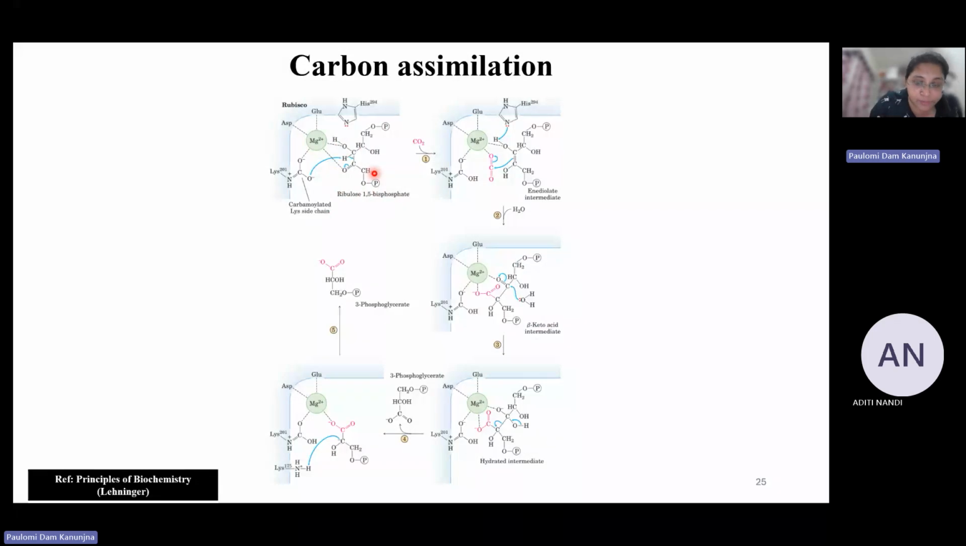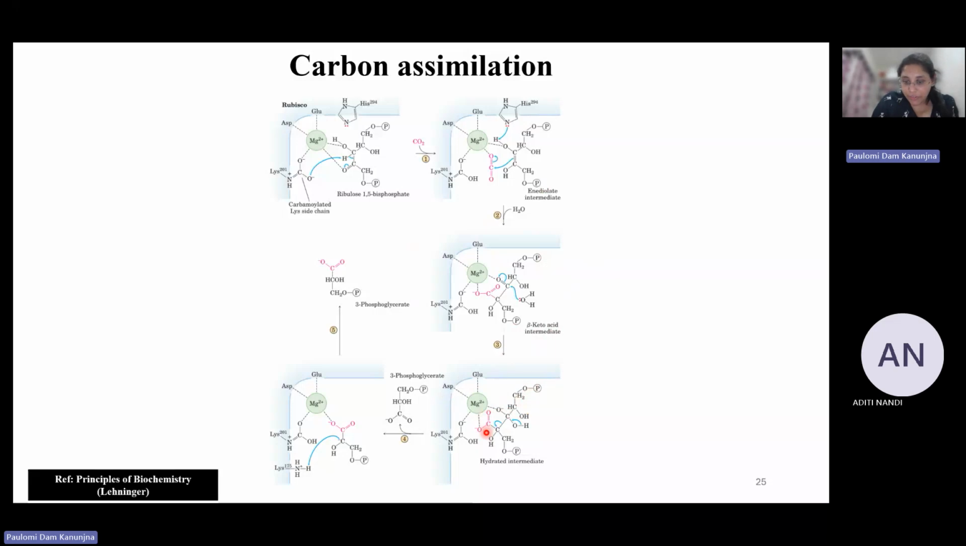It forms an enediolate at the active site. So basically it forms an intermediate. After that intermediate is formed, you have CO2 which is in the proximity of the Mg2+. This CO2 undergoes a nucleophilic attack by the enediolate, producing a branched 6-carbon sugar. So here you have the 6-carbon compound formed, which is also the beta-keto acid intermediate. Then after that, you have the hydroxylation of the C3 of the sugar.